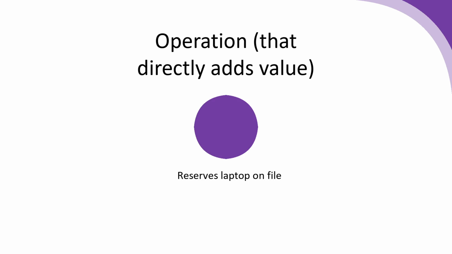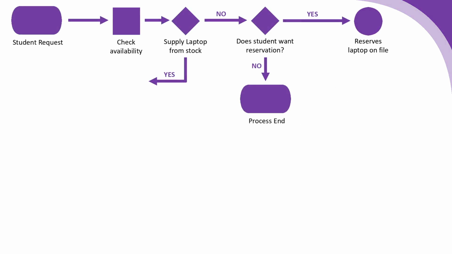We'll also have a rectangle that represents other types of activities, but a circle for one which is directly adding value. So in this case, we're going to reserve the laptop on file. So we're going to book that laptop on our system for this particular student to pick up when it comes back in. So that's our direct operation that takes place.